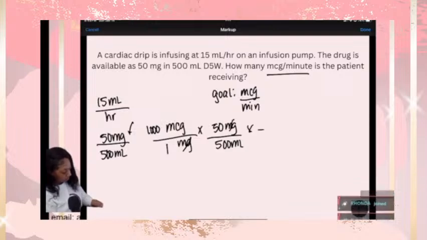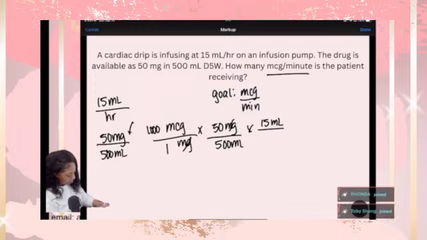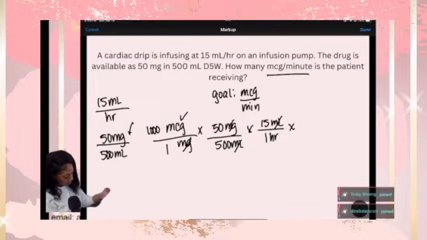Milligrams are gone. Now we have milliliters. So 15 milliliters per hour, right? Milliliters is gone. We have hours at the bottom. So we've got micrograms at the top and hours at the bottom, but we need minutes. So we'll put our hour at the top over 60 minutes. Hour is now gone. We have micrograms per minute.